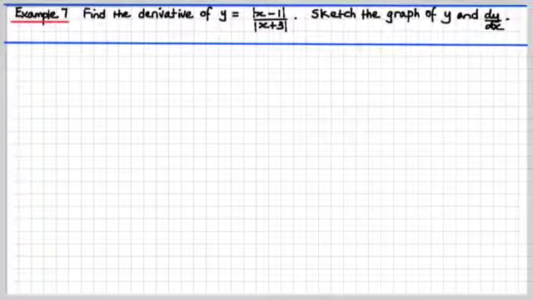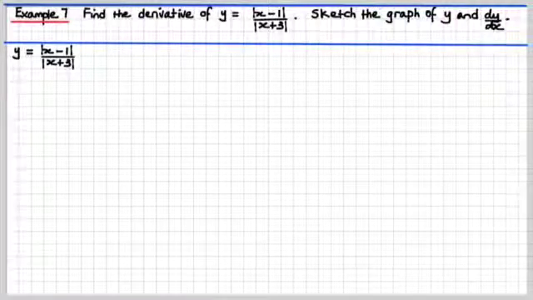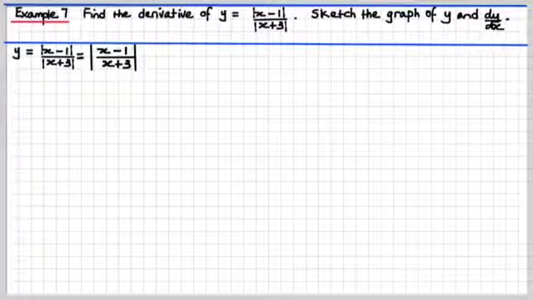Find the derivative of y equals the modulus of x minus 1 over the modulus of x plus 3 and sketch the graph of y and dy/dx. Now, the first thing to do, guys, is when you see this, the first little trick is very easy. You just turn it into that, because they are one and the same thing. The modulus of this over the modulus of this is simply the modulus of this over this.